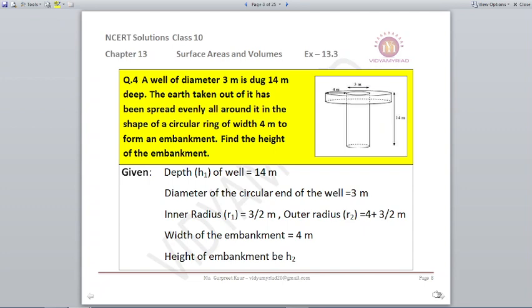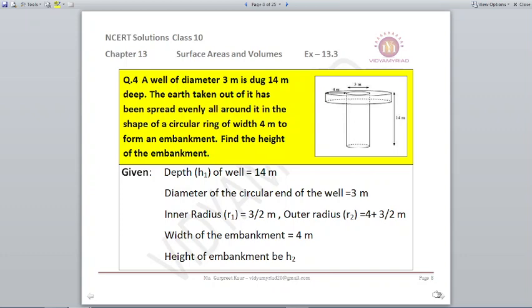A well of diameter 3 meter is dug 14 meters deep. The earth taken out of it has been spread evenly all around it in the shape of a circular ring of width 4 meters to form an embankment. Find the height of the embankment.